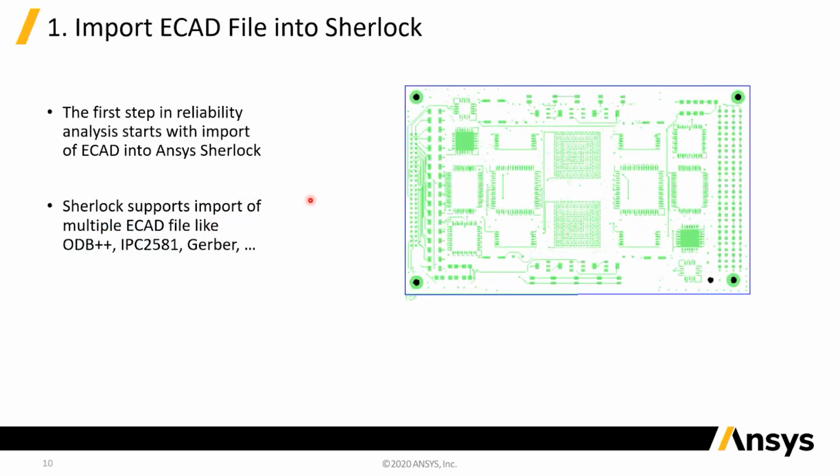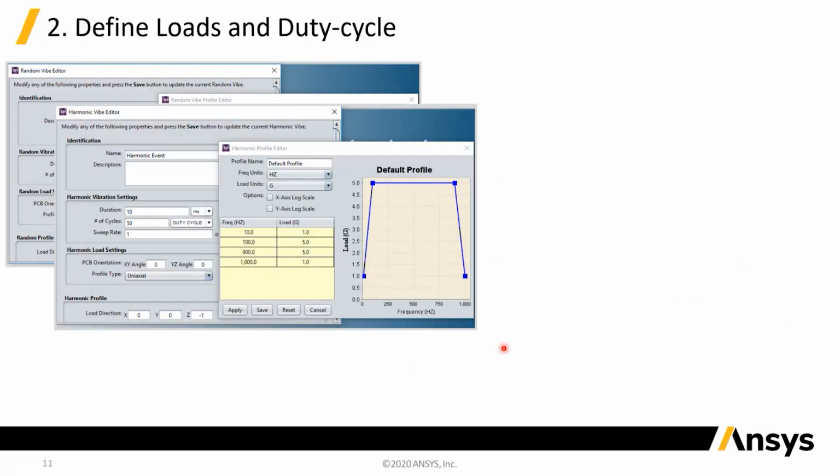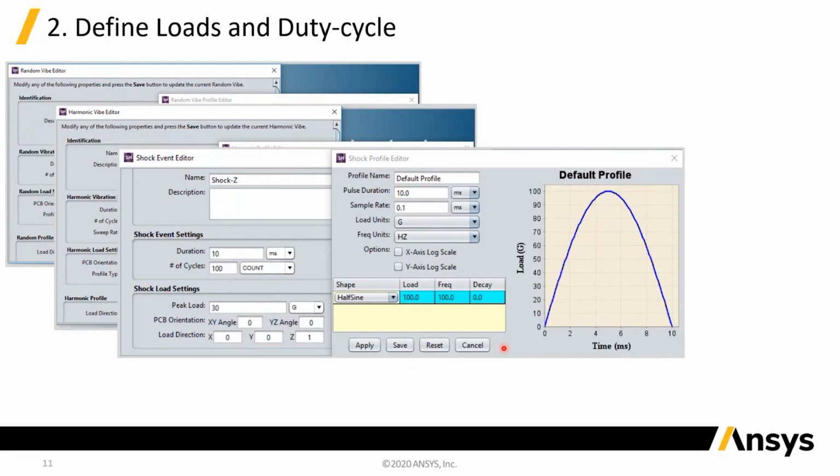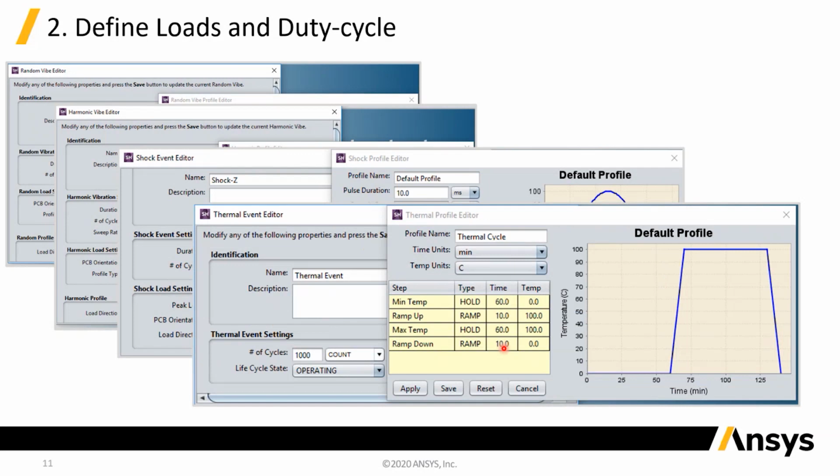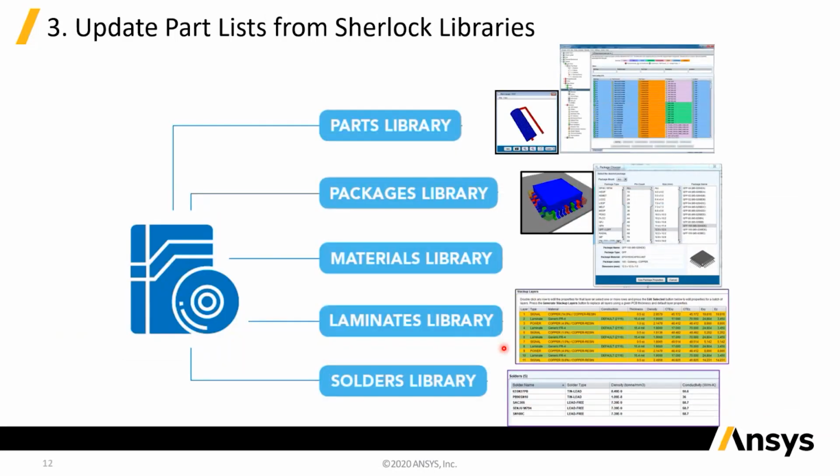Coming back to the individual steps, we start with the ECAD. As I mentioned, it could be ODB++ or IPC2581 or Gerber, and we read all these files seamlessly. And we define the duty cycle in terms of the thermal environment or vibration environment, it could be thermal cycling or drop. So we define these environments, and with the help of these libraries, we convert the ECAD into a mechanical CAD.